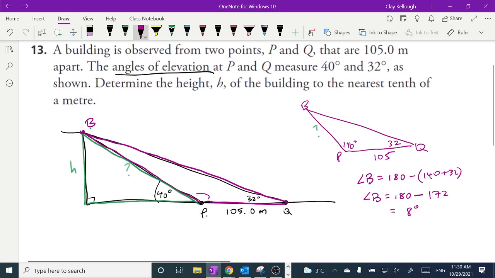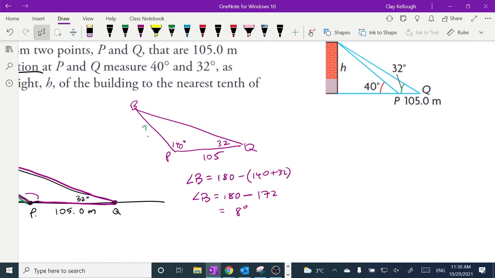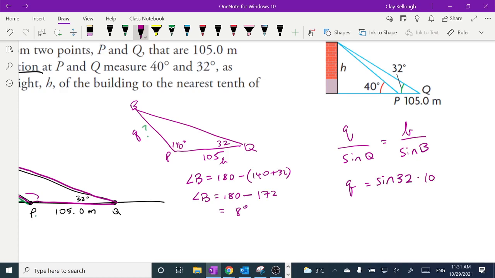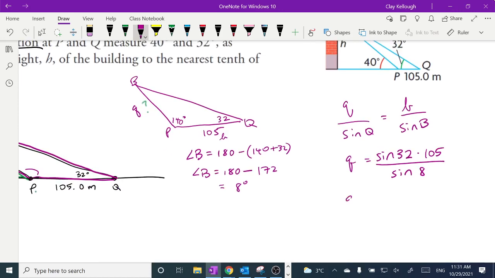So now I can use sine law on that. So I would like to find this line here, which I guess is actually little q in this picture. So q over sine of q equals b over sine of b, and side b is the 105 I was given. So I'm going to do two steps at once because I'm getting real good at this stuff now. We've done lots of it. I'm going to move sine q up, so that's the sine, and while I move that up, I'm also going to put the number in, sine 32, times the side that's b, 105, divided by the sine of angle b, which is the sine of the angle I just found, which is 8. Then I'm going to punch buttons.